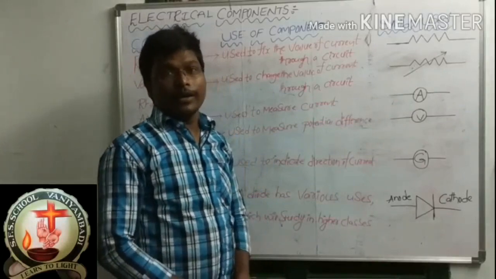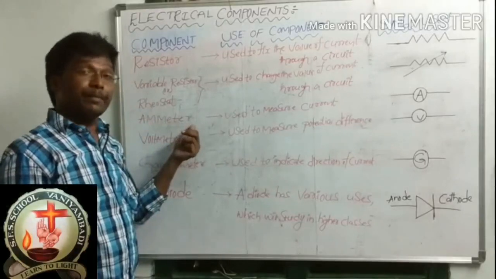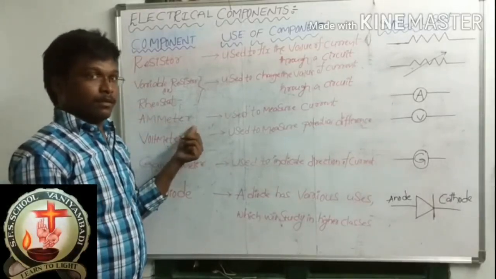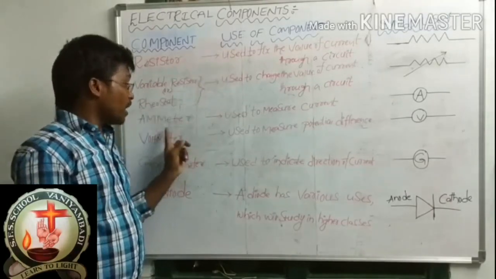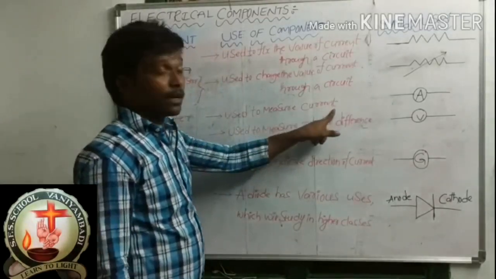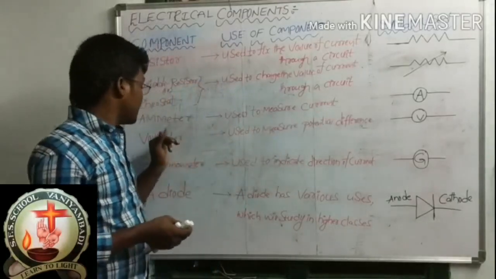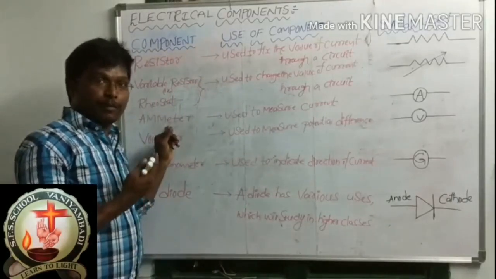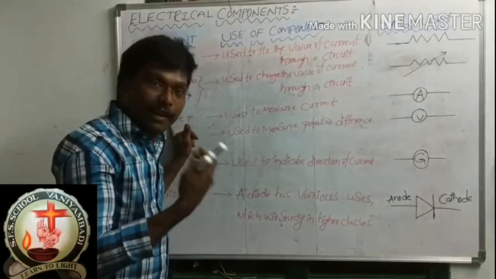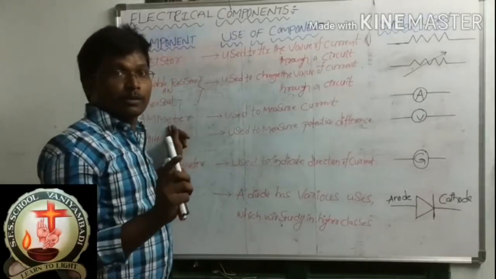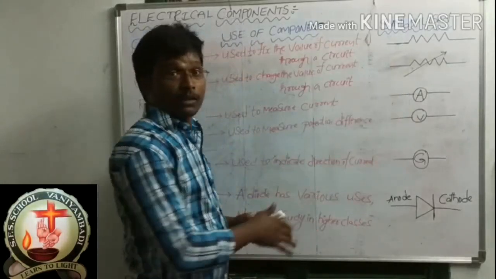Okay, next one is ammeter. Third component is ammeter. The use of the ammeter is to measure current. By the use of this ammeter, we can measure the current. We can find the current. What is the symbol of this ammeter? It is this one, A.